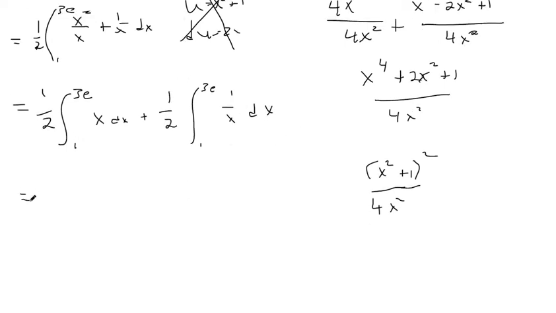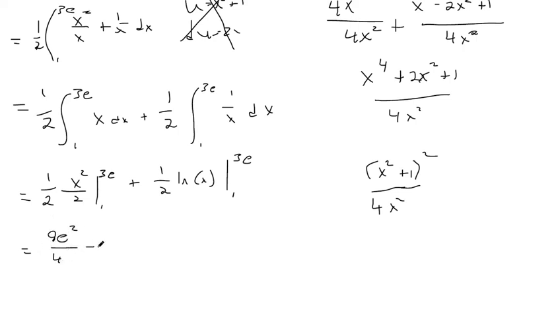And the rest of that's just plugging things in and using the antiderivatives that we know of, right? This is x squared over 2, and we evaluate that from 1 to 3e. And then this is natural log x, also from 1 to 3e. So you just plug everything in. That's going to be 9e squared over 4 minus, that's 1/4, I think. Yeah. Then over here, oh, I got it, multiply 1/2 to everything.